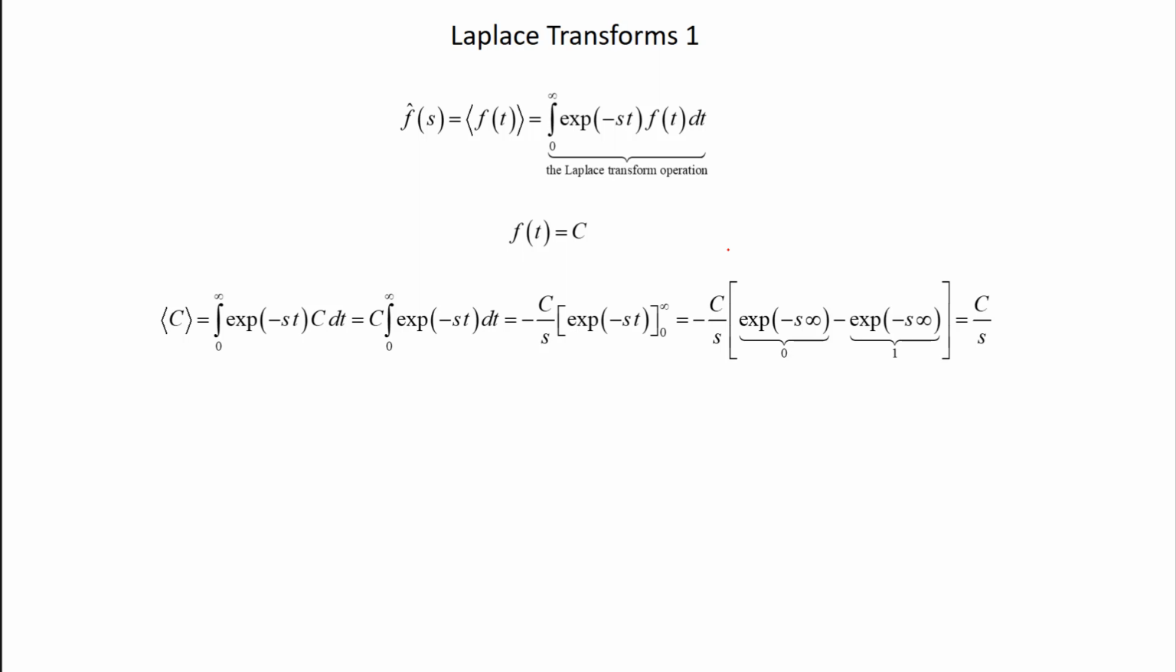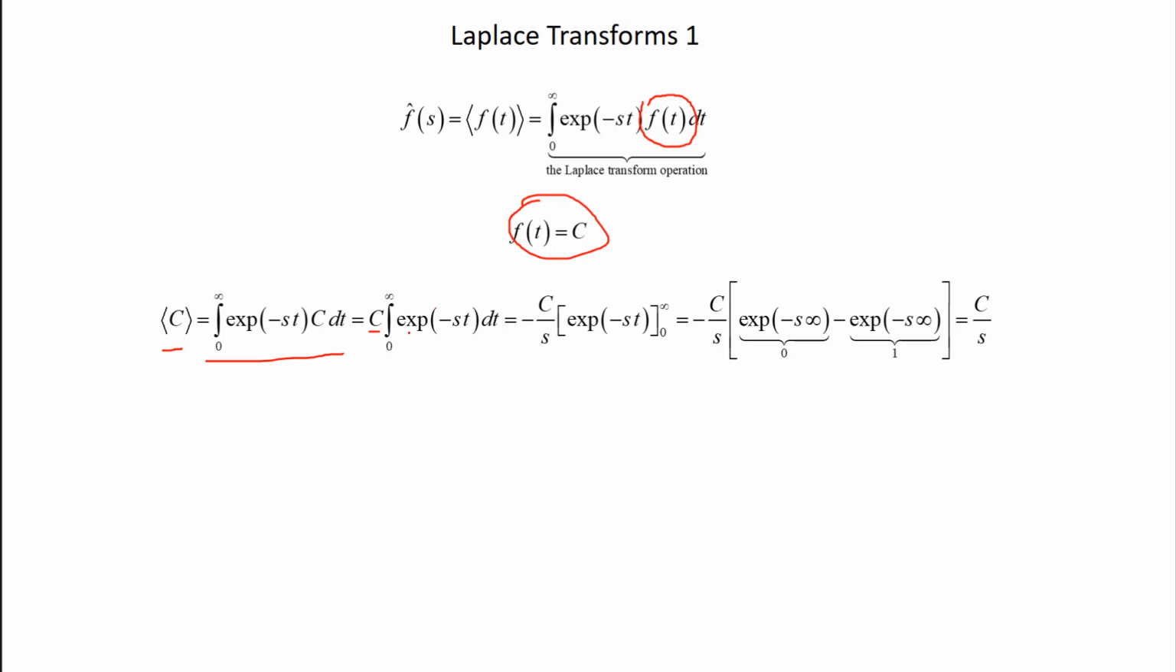If I want the Laplace transform of a constant, I would substitute this function of time in for this f sub t in my Laplace transform operation. So the Laplace transform of a constant is this integral right here, right? This constant I can bring out. It's not a function of time, right? I can bring it out of the integral.